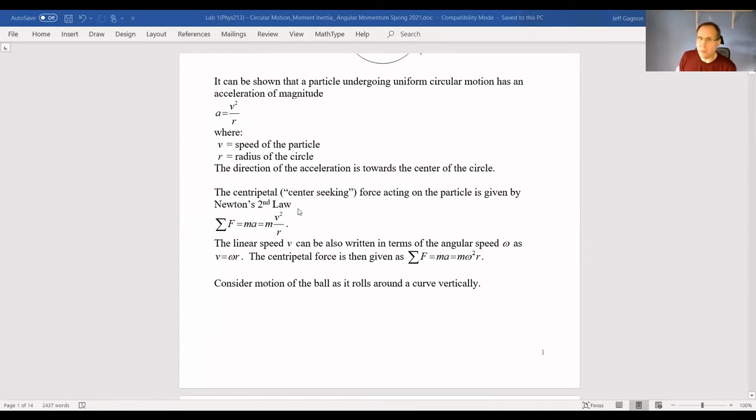Then we talked about centripetal force, right? Again, it's a force that's directed towards the center, and it's simply equal to ma, where the a is the centripetal acceleration. So it's either going to be mv squared over r or m omega squared r, depending on whether we want to use this linear velocity, which is also called the tangential velocity, or if we want to use the angular velocity or angular speed.